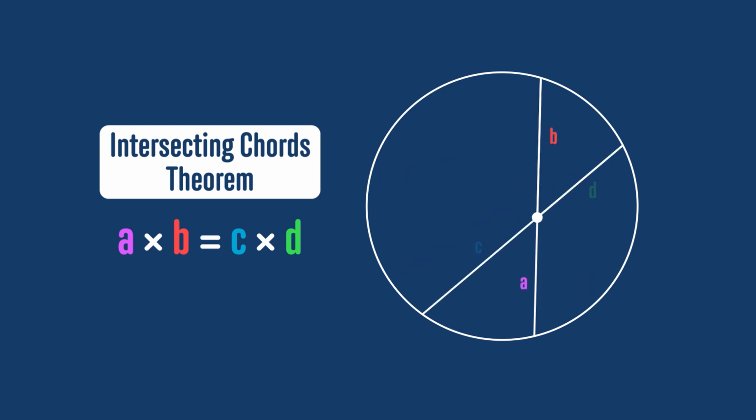Notice that the distances A and B are the distances from the intersection point to the 2 points where the first chord meets the circle. The distances C and D are the distances from the intersection point to the 2 points where the second chord meets the circle. And it's their products A times B and C times D which are always equal, whichever direction we point the lines in. Let's look at an example.